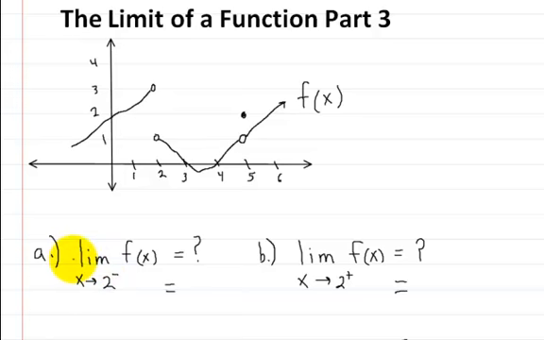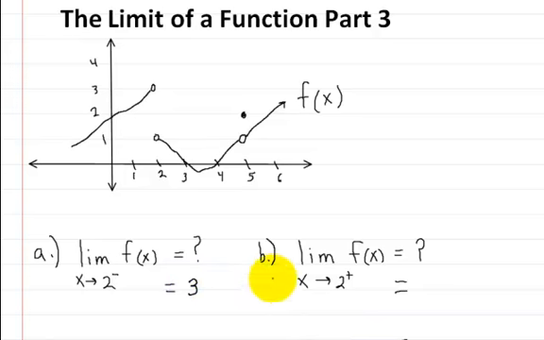Let's do A. So the limit of f of x as x approaches 2 from the left. What is that? So we're approaching from the left, so we're coming this way, and as we keep approaching 2, we approach the value 3. So the answer to number A is 3. Let's write that down there. That's 3.